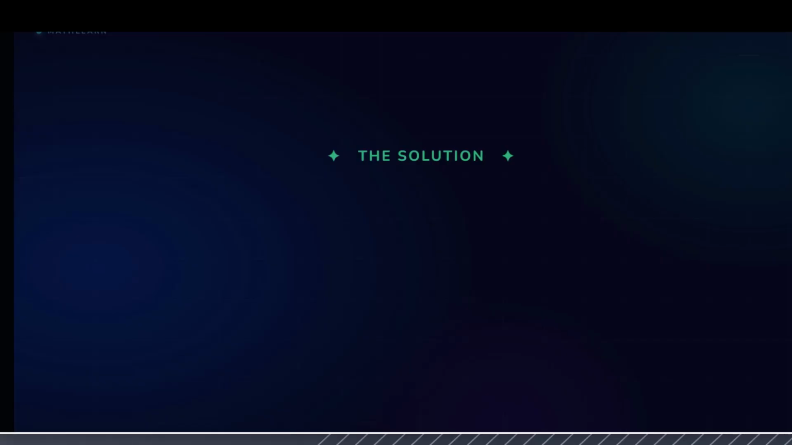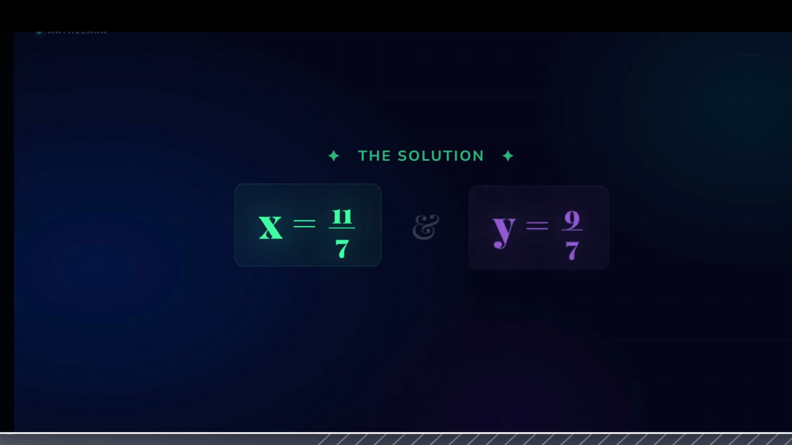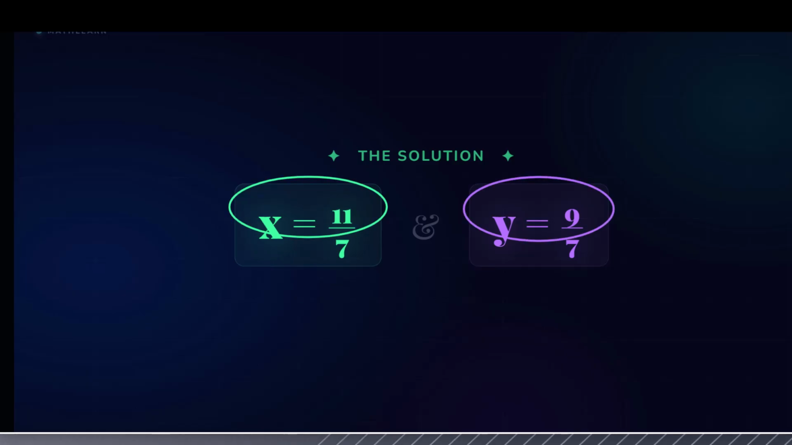And here it is, our final answer. X equals 11/7. And y equals 9/7. These two values simultaneously satisfy both of our original equations. They are the solution. On a graph, this is the exact point where both straight lines intersect.